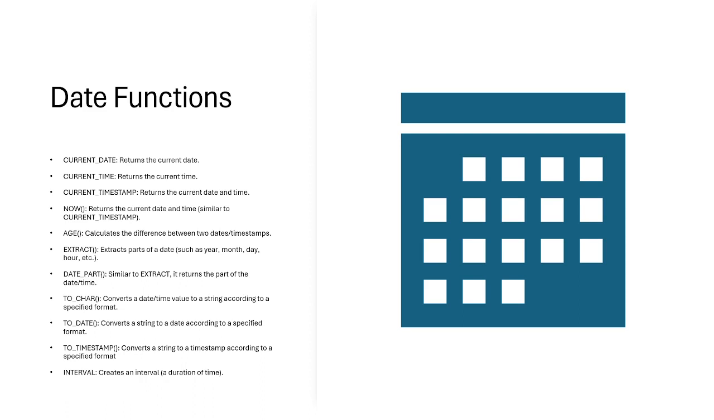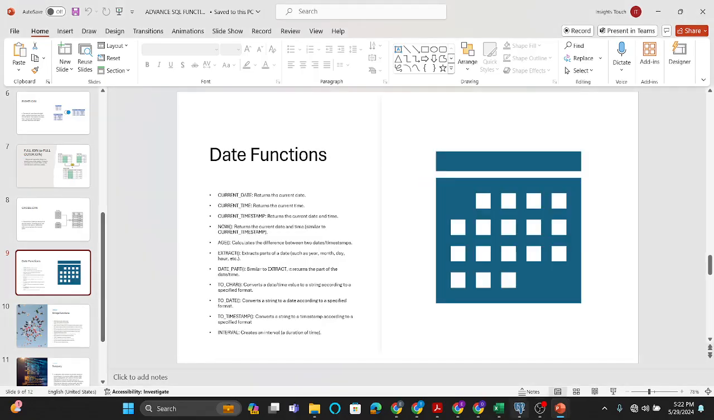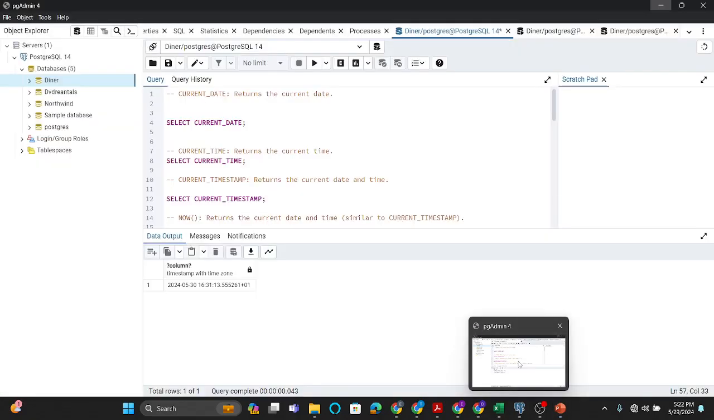Now, the next one we want to talk about is date functions. These are other advanced SQL functions. But before we go to date functions, let me just show you some examples of how you can write a query for join in Postgres. So I'm going to switch to my Postgres now, just to write some queries.